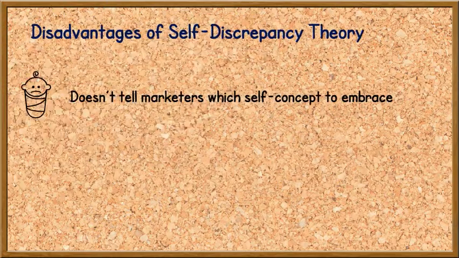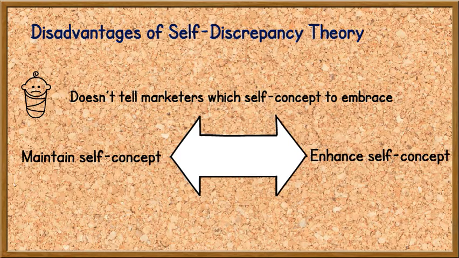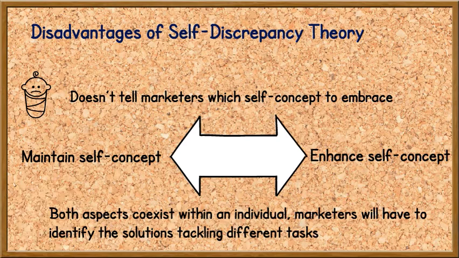However, the theory doesn't really tell marketers which self-concept to embrace, because consumers on the one hand tend to maintain or act in accordance with their self-concept, on the other hand try to enhance their self-concept. Both aspects coexist within an individual. Marketers will have to identify the solutions tackling different tasks.